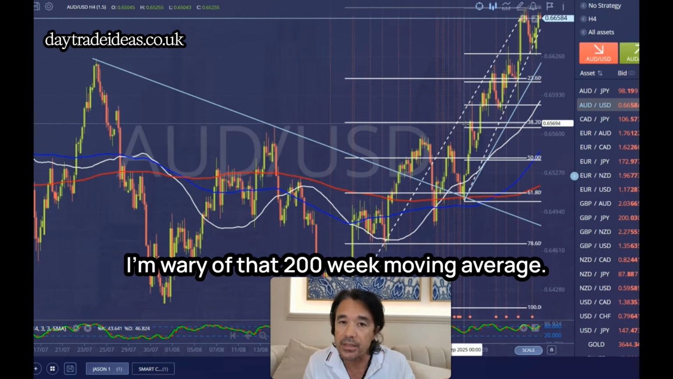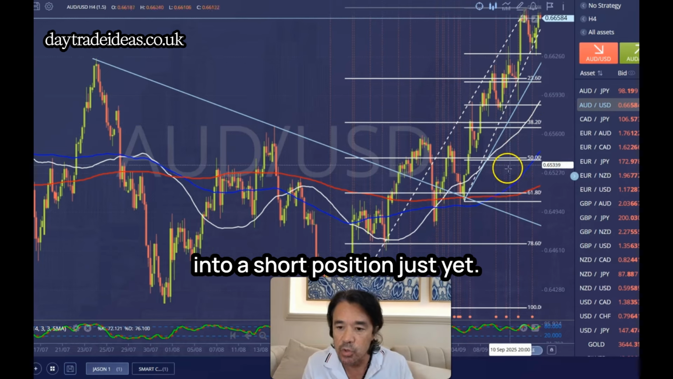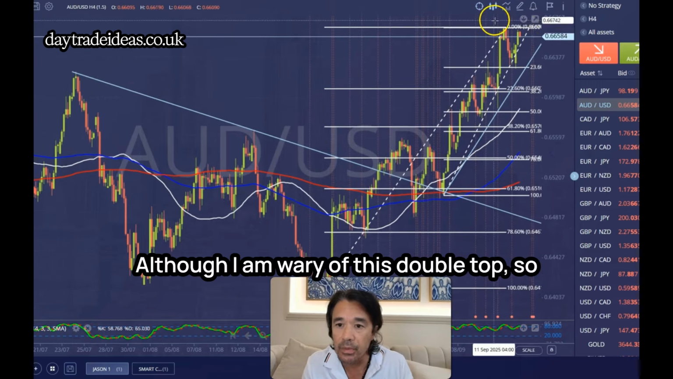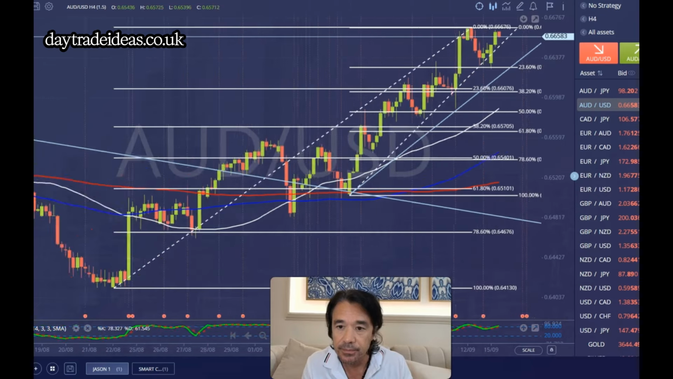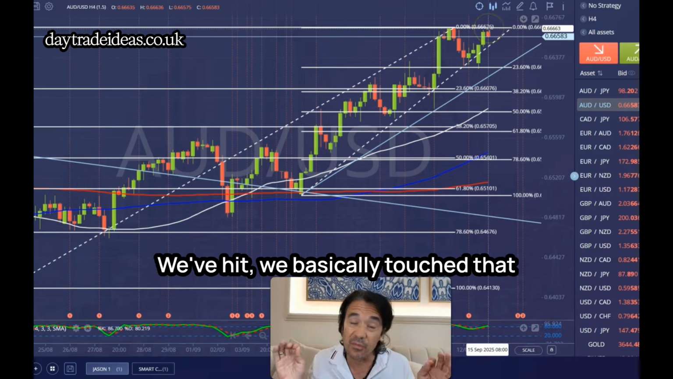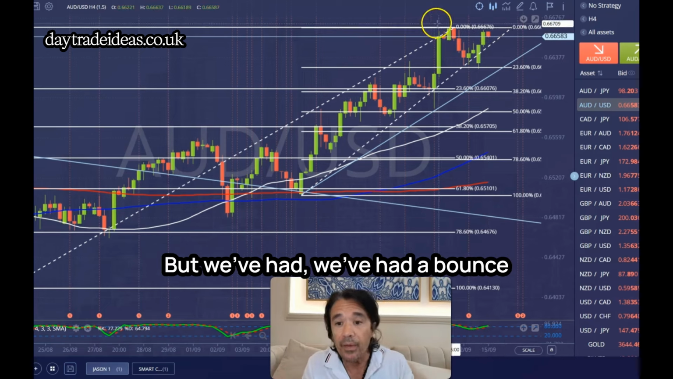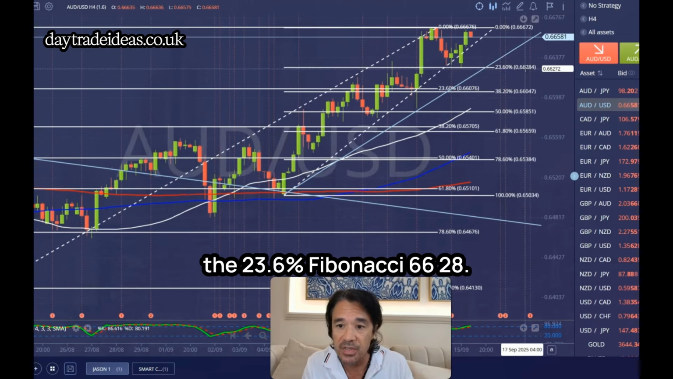I'm wary of that 200-week moving average, but for me, it's not enough to get into a short position just yet. Although I am wary of this double top. So we do have a potential double top pattern. As you can see, we are hitting 66, 67. We've basically touched that 200-week moving average and reversed. But we've had a bounce back from the first support, the 23.6% fib at 66.28.